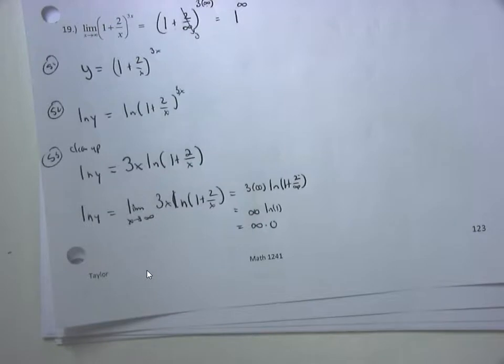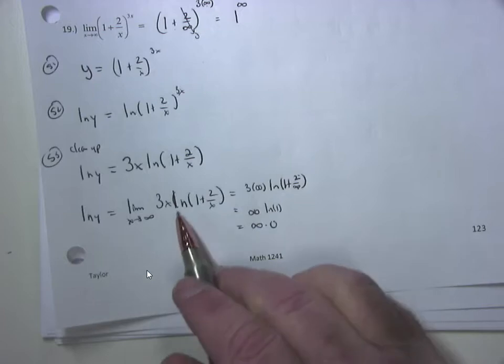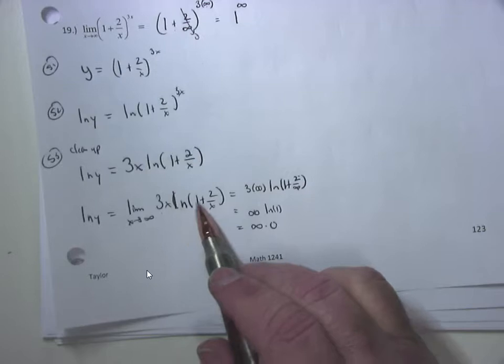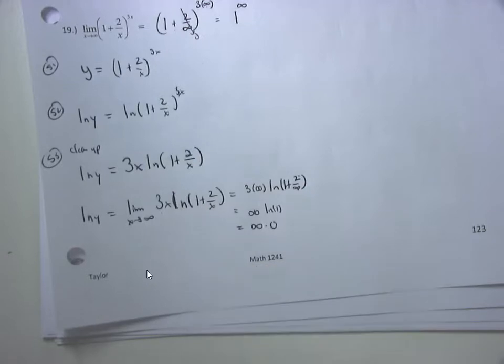With infinity times 0, what are you going to do? You're going to put one of your variable terms in the denominator to make fractions, right? Which term are you going to move? The x, or the natural log of 1 plus 2 over x. Which is the easiest thing to move to the denominator? The natural log guy or the other guy? All right. So, here we go.